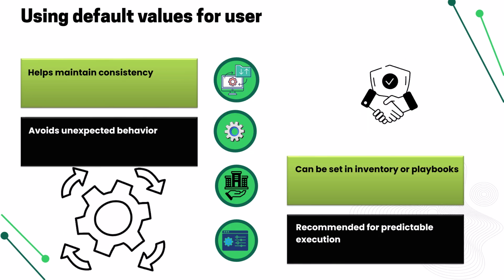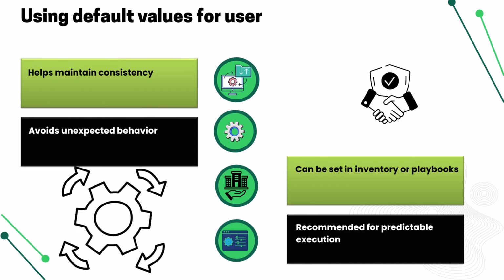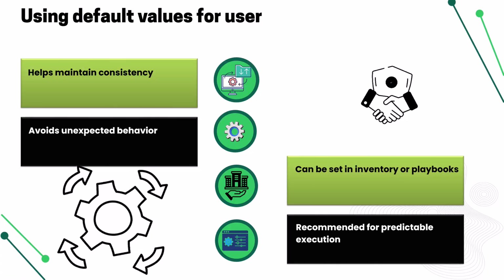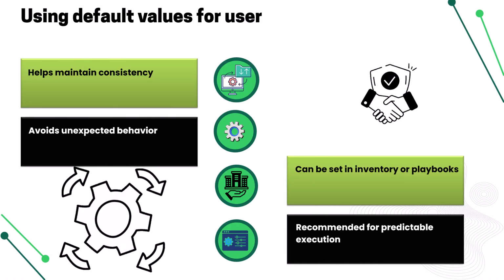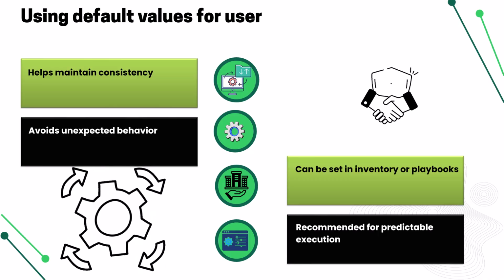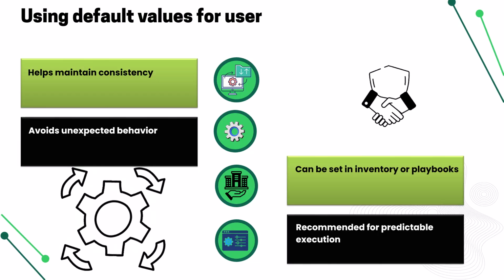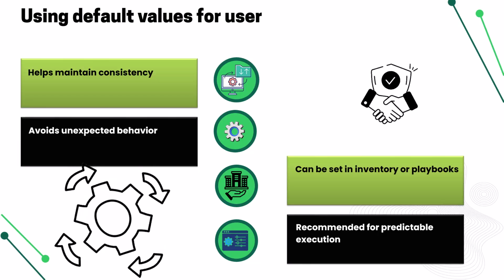Setting default values for the user ensures predictable behavior. It's like always having a spare key. You know it works, avoids surprises, and keeps things running smoothly. Whether defined in inventory or directly in playbooks, it eliminates uncertainty and makes execution consistent.